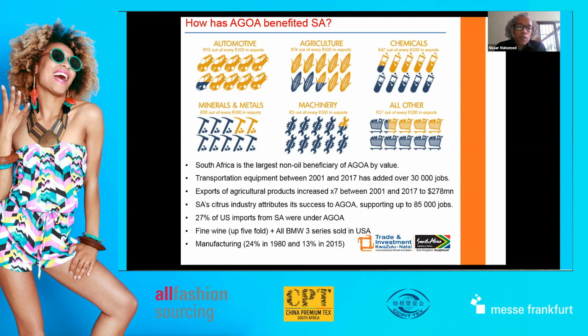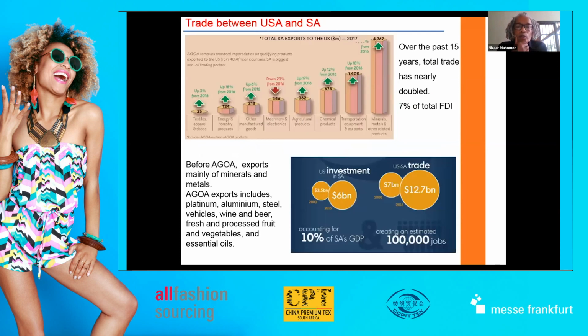Also, you look at, for instance, things like the BMW 3 Series, the bulk of which is made in South Africa and is sold in the USA. So that's a boon for our auto sector. And just to take this even further, looking at the trade relationship between South Africa and the USA, over the last 15 years, that's the length of AGOA's lifespan, total trade between the two countries has nearly doubled.